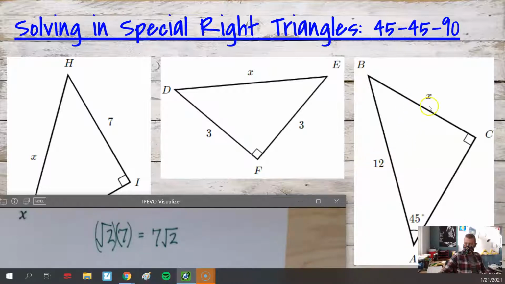Coming back this way, it'd be divided by radical 2. So not just 2, we divide by radical 2. So this would be 12 divided by radical 2, which is a messy, terrible, ugly number. Just leave it as 12 divided by radical 2. Don't try to put it as a decimal. That's bad. It is inaccurate.